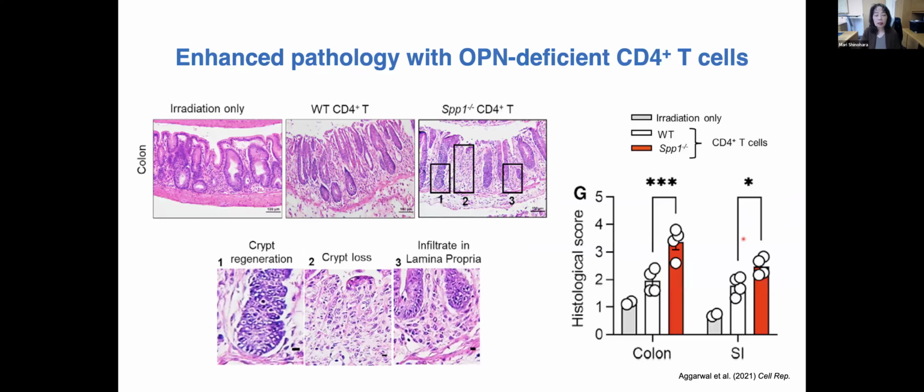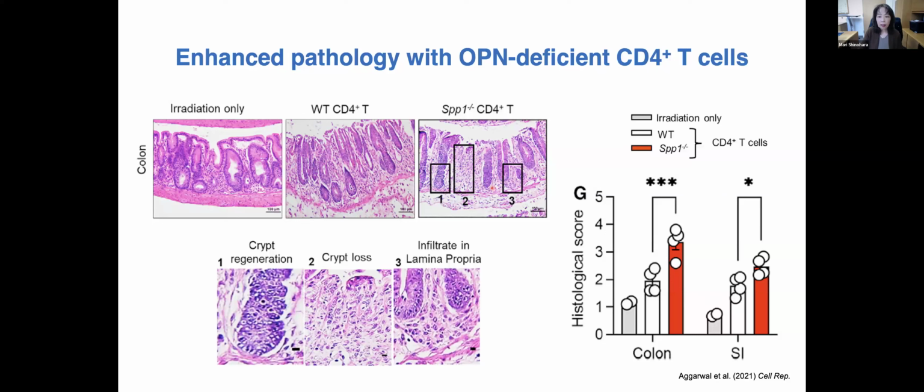So we looked at pathology pretty much everywhere, and the most significant pathology we found was in the gut. And then just a comparison here. This is just the irradiation only. And then this is for the recipient mice, wild type CD4 T cells and knockout CD4 T cells. We found a more severe histological score when recipient mice are transferred with OPN knockout CD4 T cells, both in colon and small intestine.